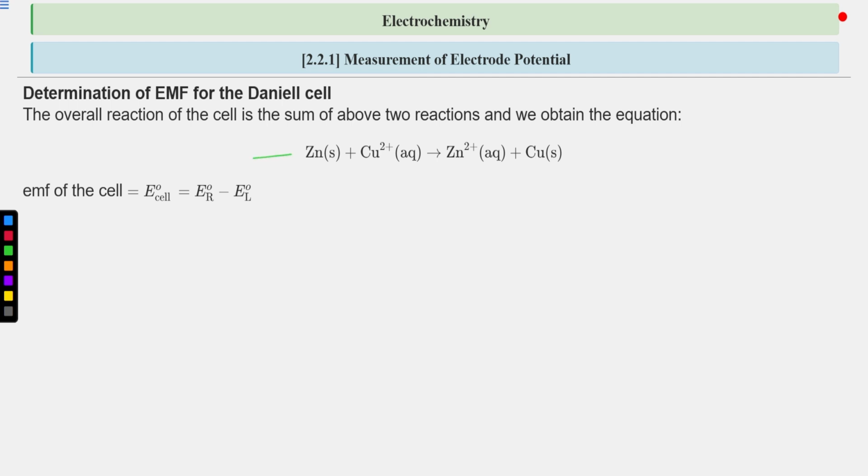The EMF of this cell, if you determine it, will be E naught of cell equals E naught of R minus E naught of L. R is representing the right and L is representing the left.